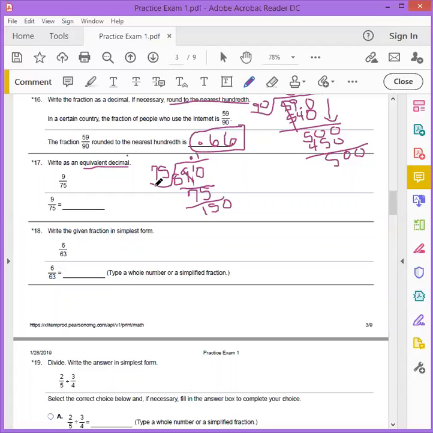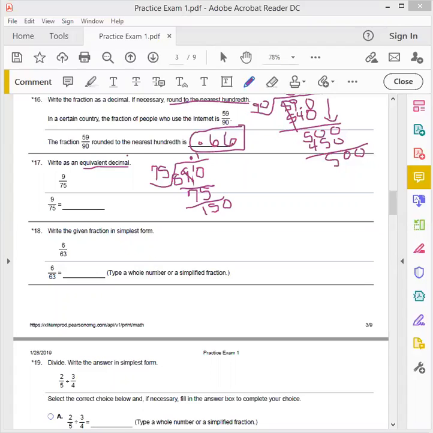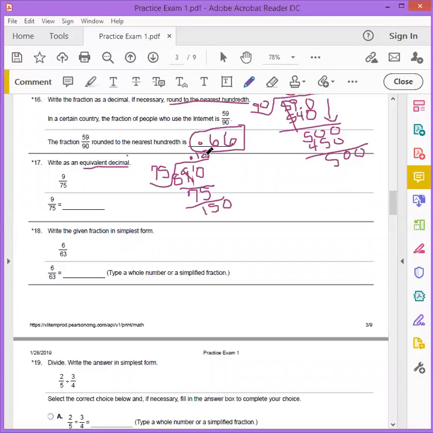Add another 0. Now 75 can be divided evenly. We want to divide 75 into 150, and it can be divided evenly 2 times. 2 times 75 gives us 150. All right, so 0.12 would be the equivalent decimal to 9/75.